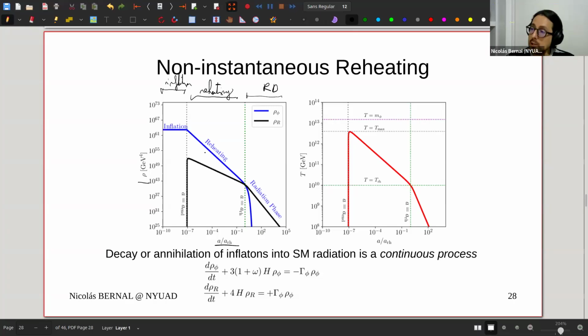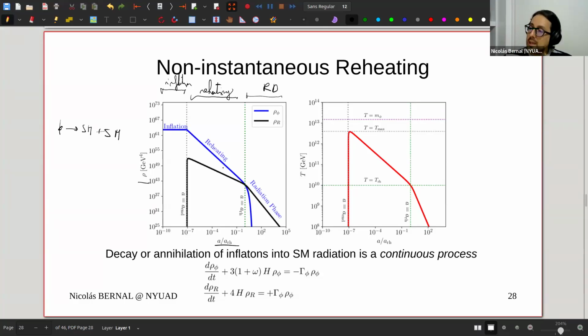So during reheating, the universe is dominated by the inflaton, this blue line. However, you start to create the standard model. You start to create photons and standard model particles, because the inflaton is typically decaying into the standard model. So you can imagine the inflaton decaying into a couple of standard model particles. So you're losing energy from the inflaton because you're transferring energy from the inflaton to the standard model.